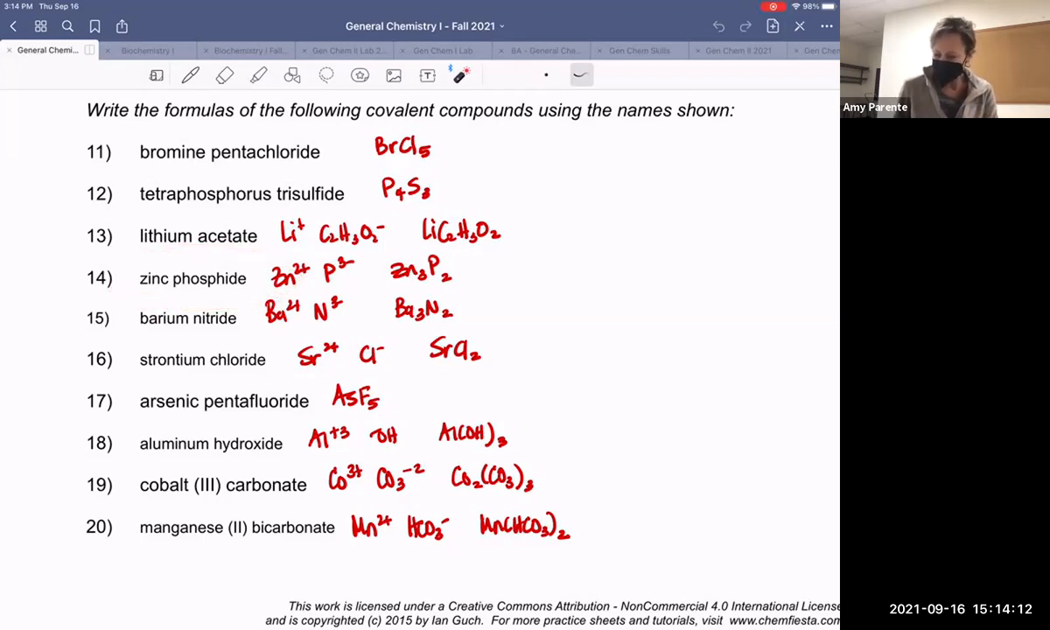Then we've got zinc phosphide, so that's going to be ZnP2, barium nitride, Ba3N2, strontium chloride, SrCl2, arsenic pentafluoride. So again, we know that that's a covalent compound because we can see the Greek prefixes that we have there. Aluminum hydroxide, so Al(OH)3. Then we're going to have cobalt(III) carbonate. And then the last one here is manganese(II) bicarbonate. Also noting that you could see this as hydrogen carbonate. That's also an acceptable name for that polyatomic ion.